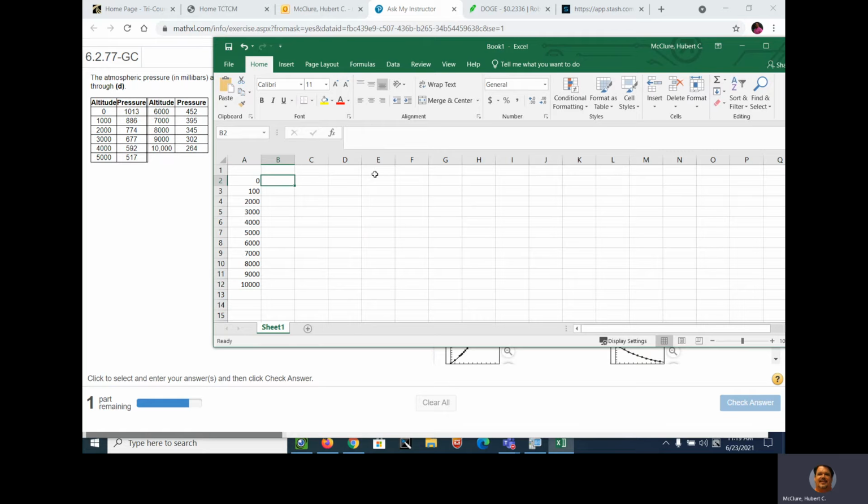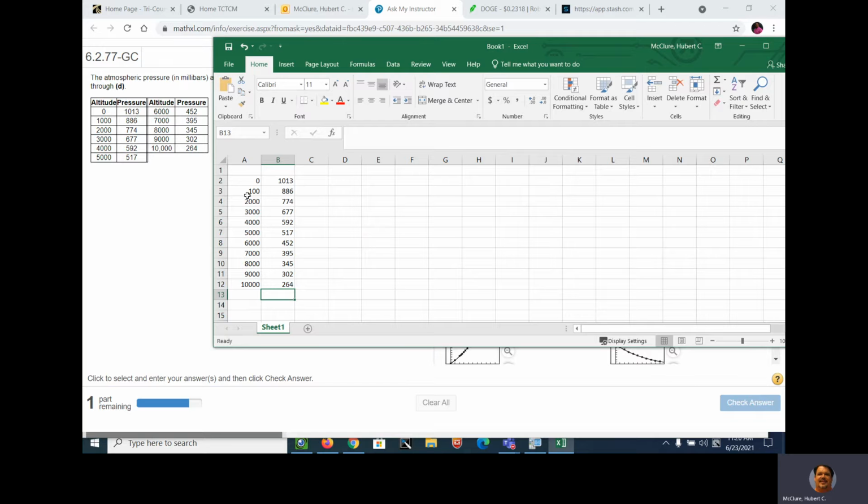And now let's put our other numbers: 1013, 886, 774, 677, 592, 517, 452, 395, 345, 302, and 264.